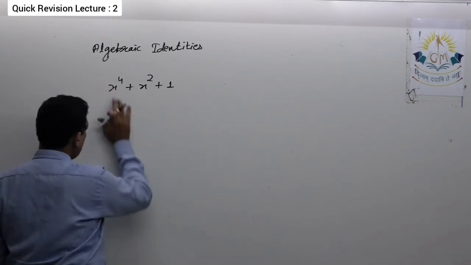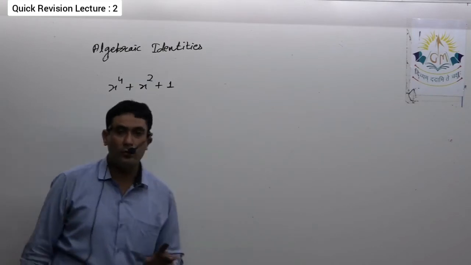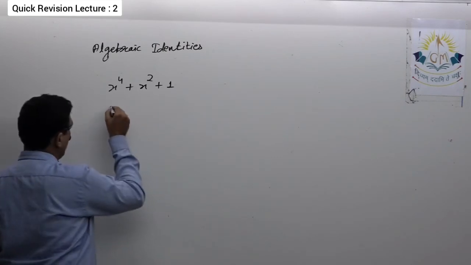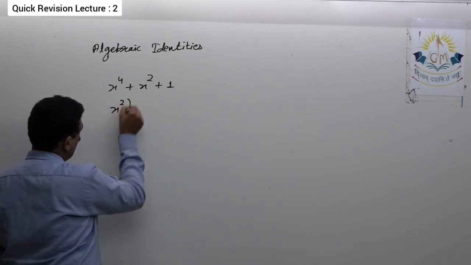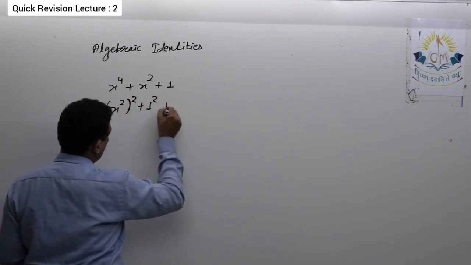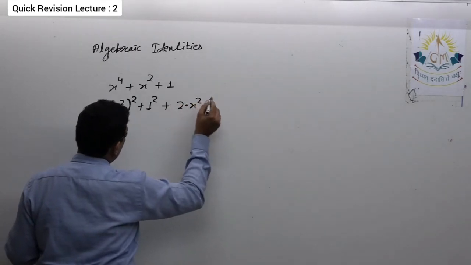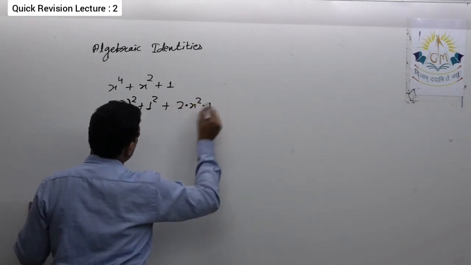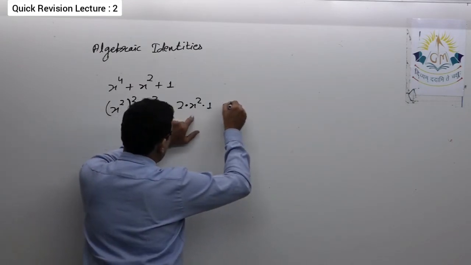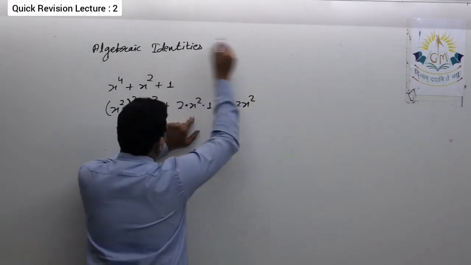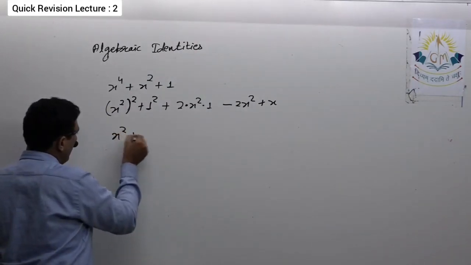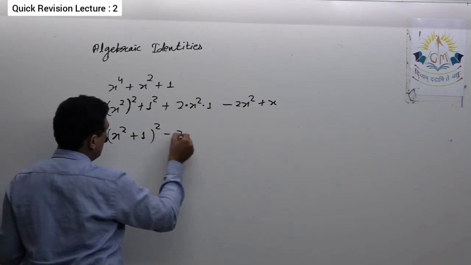See, here all three terms are complete squares, so anyhow we have to create an identity of a plus b whole square. So if I say this is x square whole square plus 1 whole square, so a square plus b square plus 2 into a into b. Okay, so then I have to write, as I am adding 2x square, I will subtract 2x square and I do write this x square as it is. Okay, so this gives me x square plus 1 whole square minus x square.